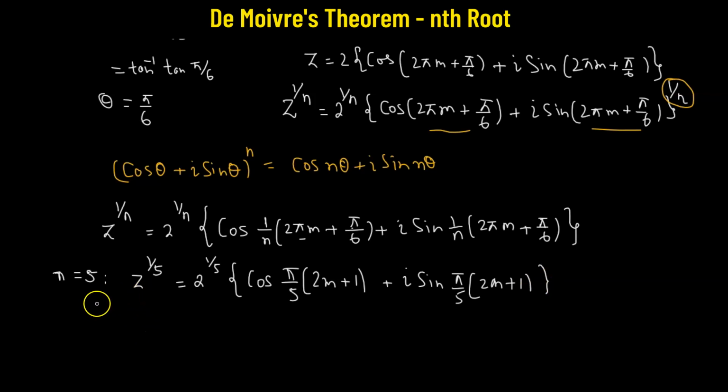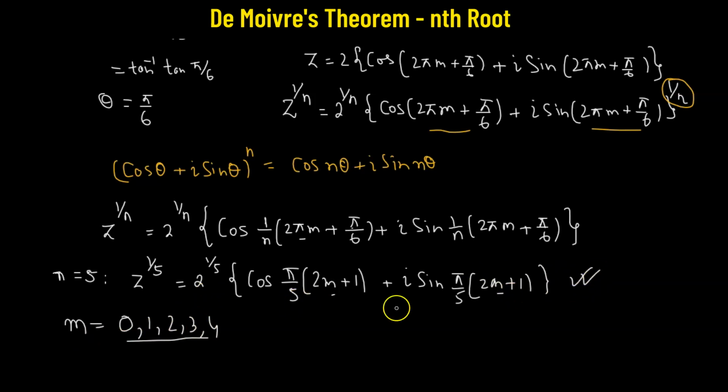Since it's a fifth root, here we'll also have to specify the values of m. So fifth root means we need 5 distinct roots. So for that, we will be considering 5 values of m. So we'll start with m equal to 0, followed by 1, 2, 3 and 4. These 5 values of m are going to give us the 5 distinct roots of the complex number.